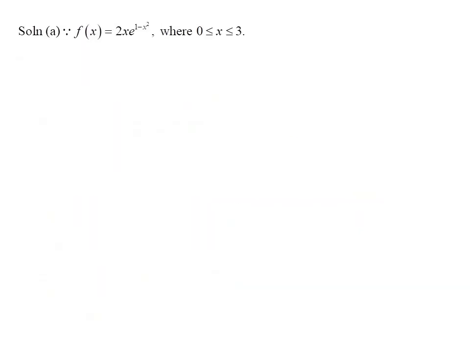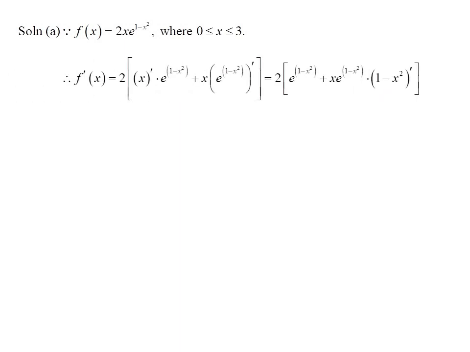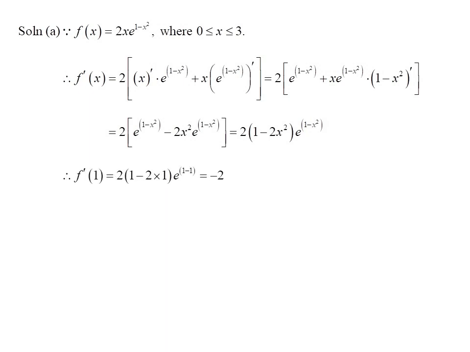Since the function f of x equals 2x multiplied by e to the result of 1 minus x squared, where x is within the closed interval from 0 to 3. So, for part A, its derivative function can be obtained by applying the chain rule, which is simplified to 2 multiplied by (1 minus 2x squared), multiplied by e to the result of 1 minus x squared. Hence, f prime of 1 equals 2 times (1 minus 2 times 1), times e to the 1 minus 1, which equals negative 2.